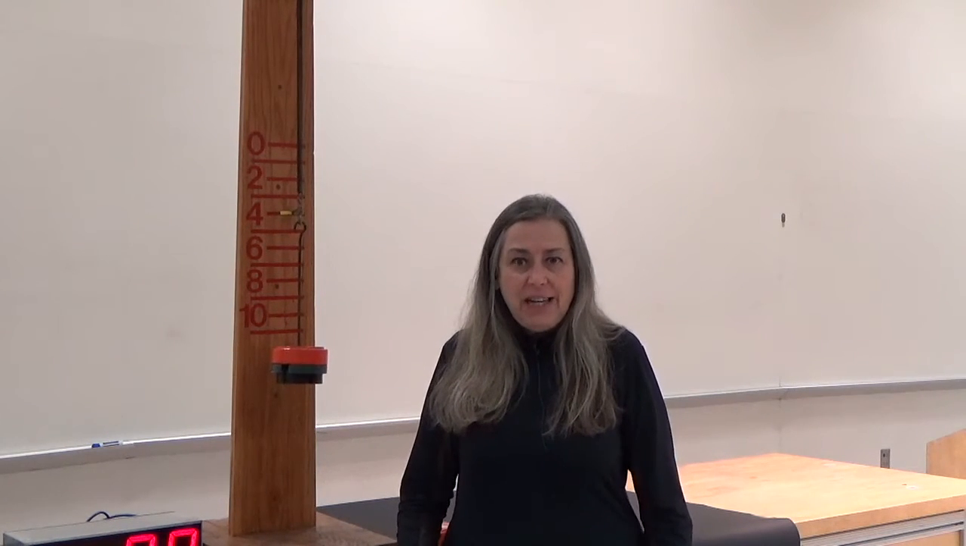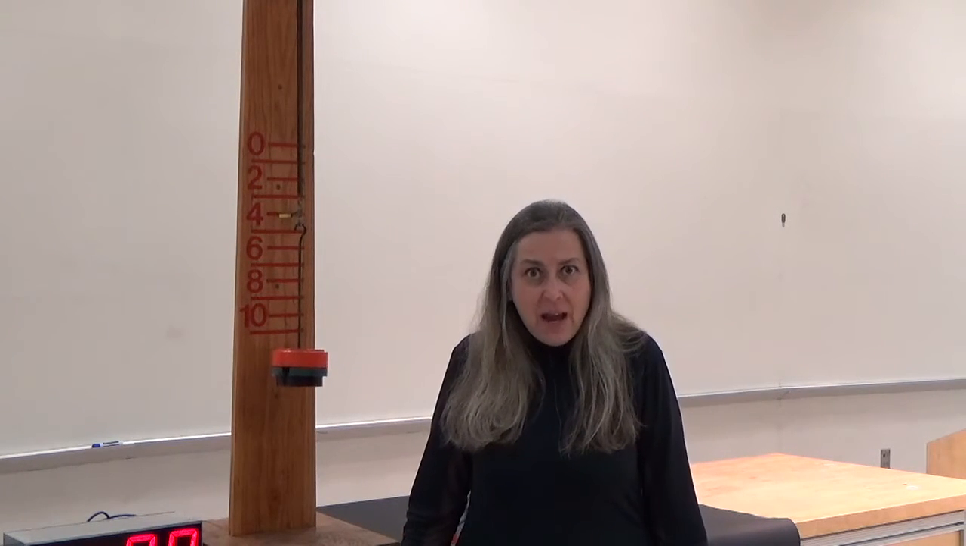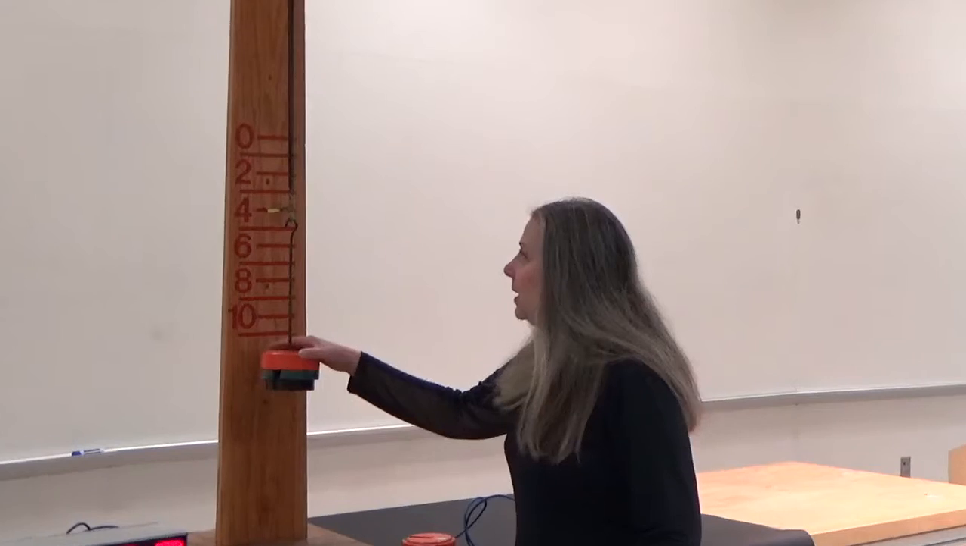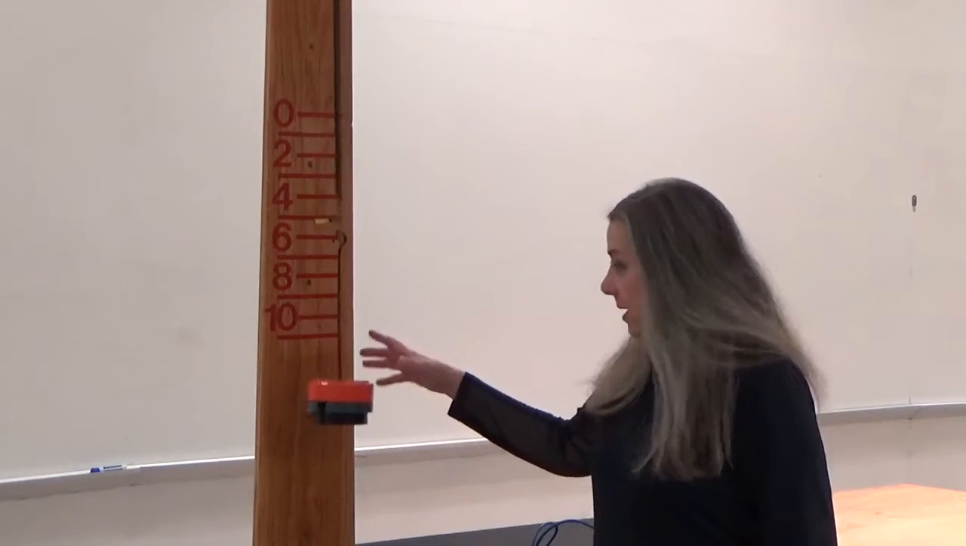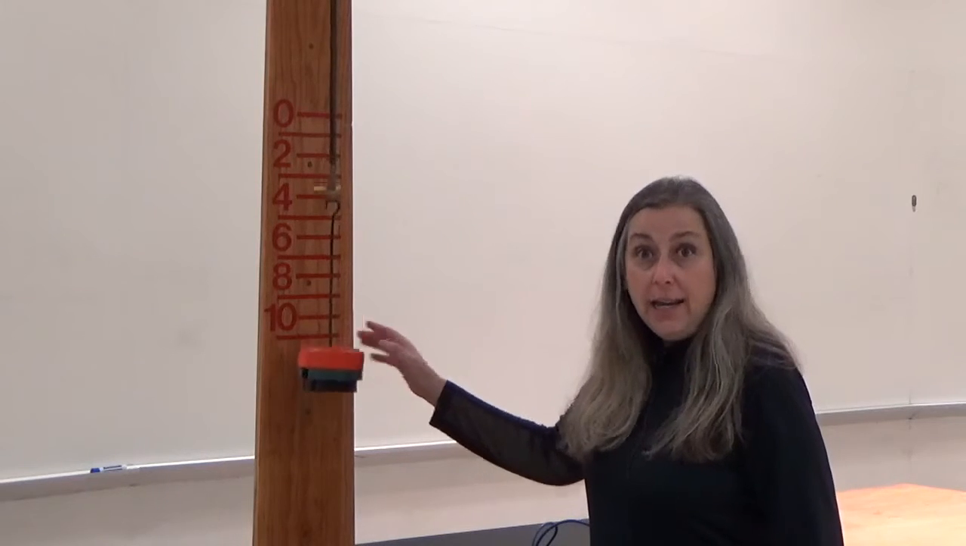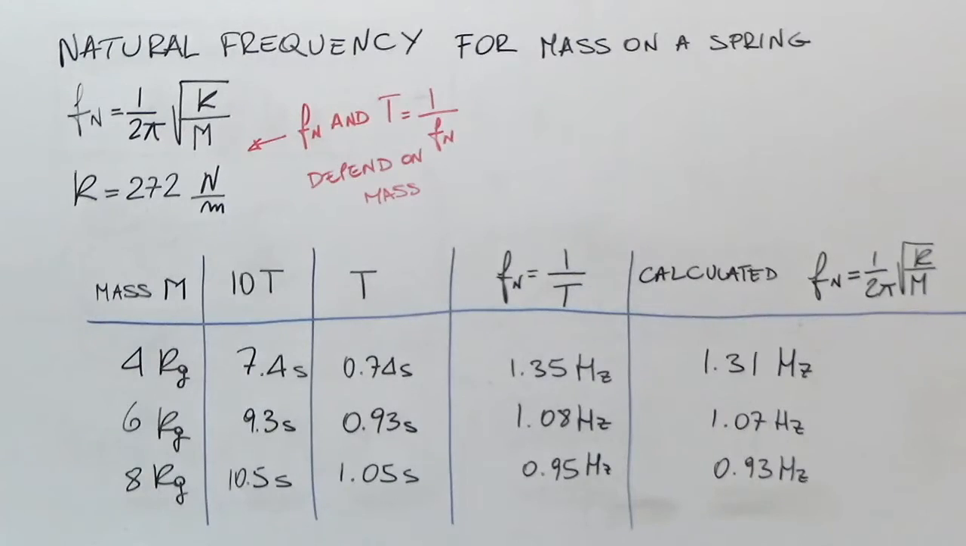I showed you that for a pendulum, the frequency and the period of oscillation don't at all depend on the mass. For a mass on a spring instead, like this one that bobs up and down when heavy weights are hanging from the spring, it very much depends on the mass.